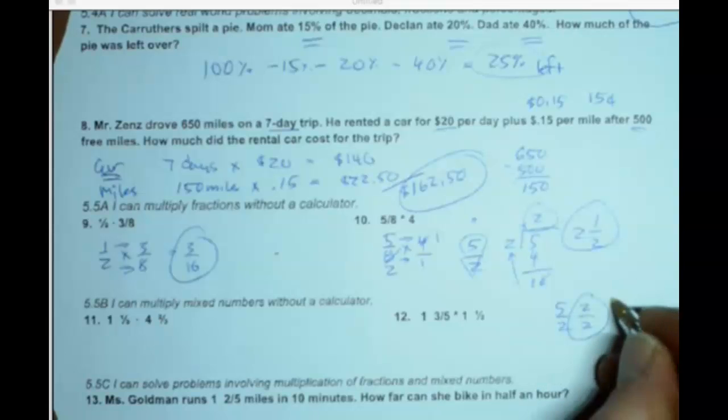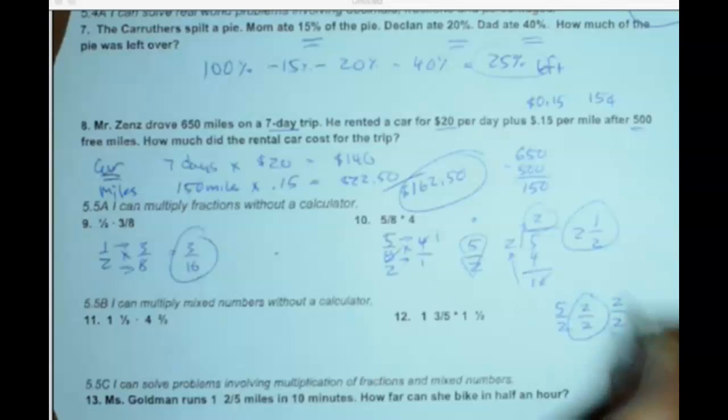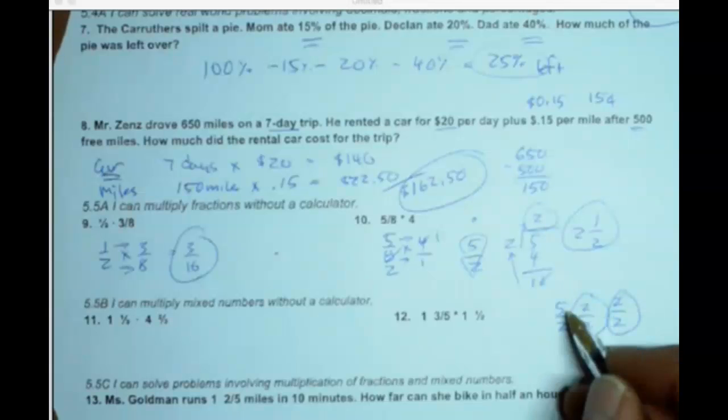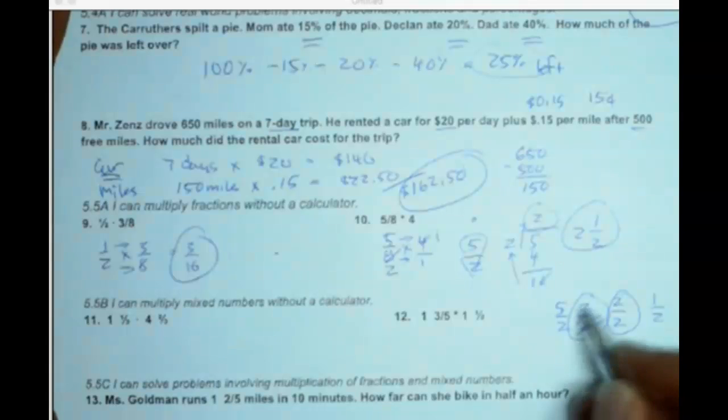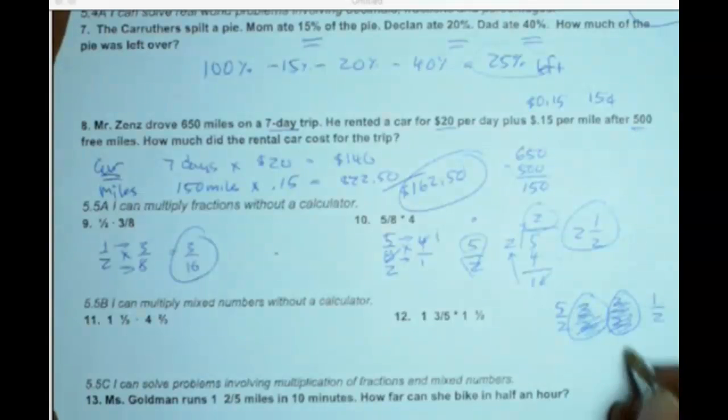I can do that again. Take out another whole. So I've taken out 2 wholes. Now I have 5 minus 2 minus 2. So I've got 1 left over. And there's your answer by using subtraction. 2 and 1/2. All right? Told you I'd get back to that.